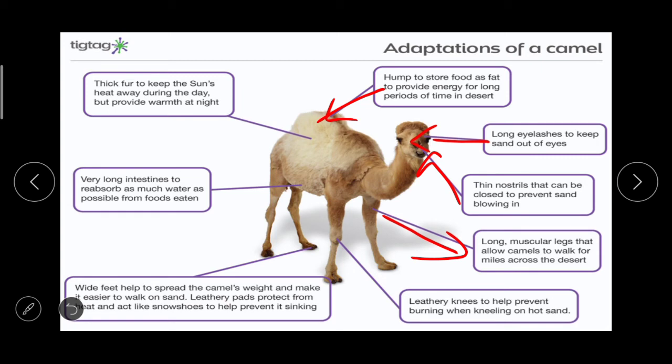Leathery knees to help prevent burning when kneeling on hot sand. Wide feet help to spread the camel's weight and make it easier to walk on sand. Leathery pads protect from heat and act like snowshoes to help prevent it sinking. Very long intestine, here you can see, to reabsorb as much water as possible from foods eaten, and the thick fur to keep the sun's heat away during the day but provide warmth at night. All these are the adaptations by camel to survive with the change in the environment.